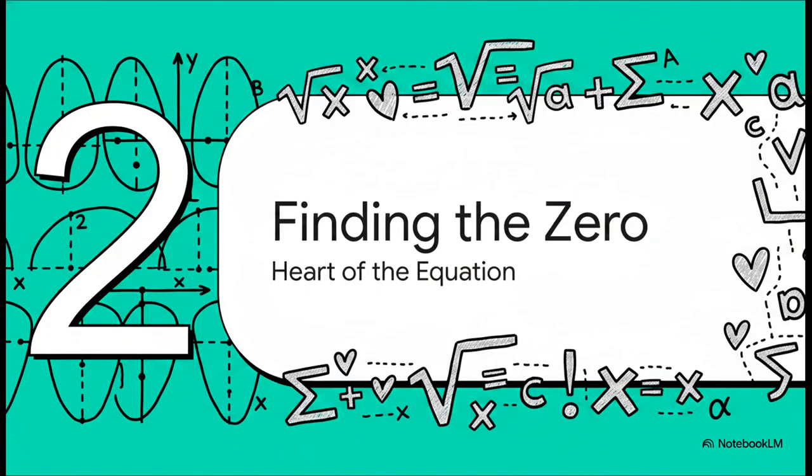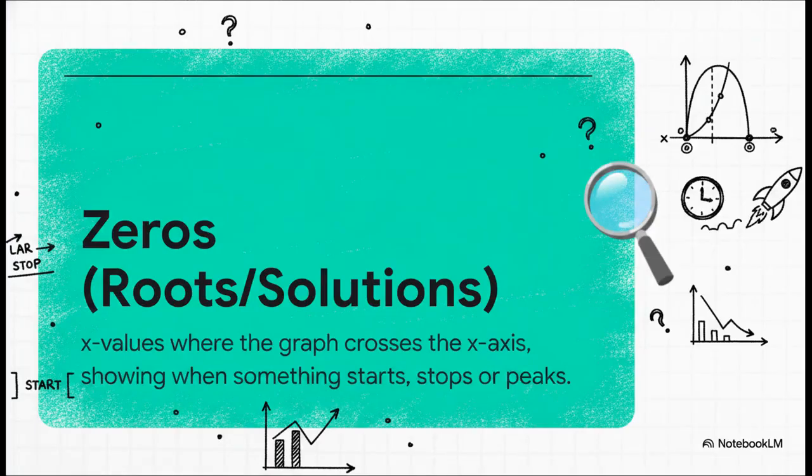Moving right along to Section 2, finding the zero, the heart of the equation. Let's establish exactly what we're looking for here. When we solve a quadratic equation, the solutions are the specific x values where the graph touches or crosses the x-axis. In the math world, we call these zeros, roots, or solutions. But what does that actually mean when you step outside the classroom?